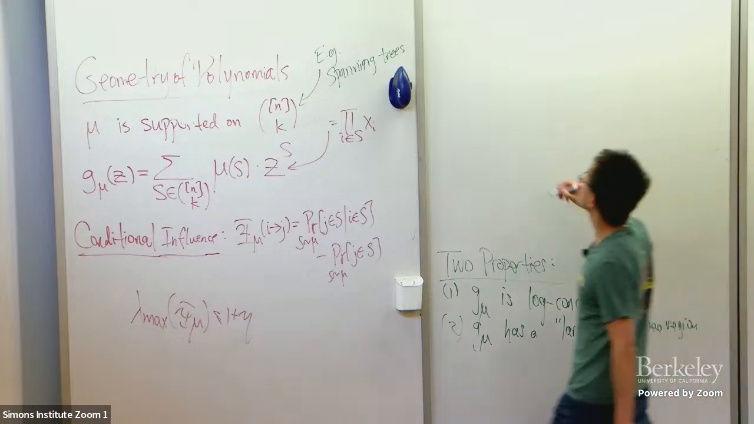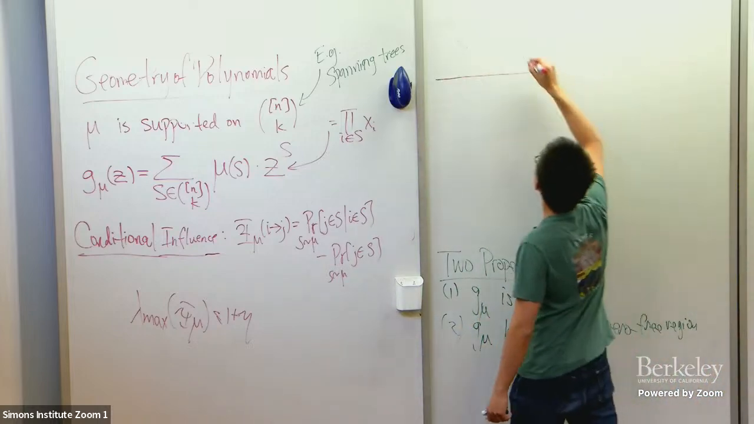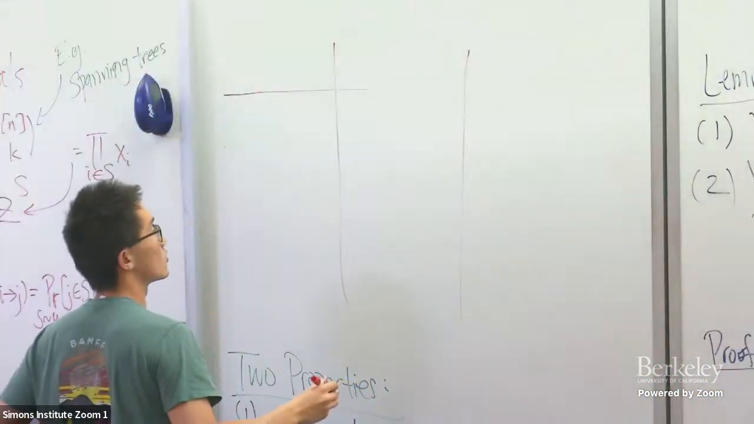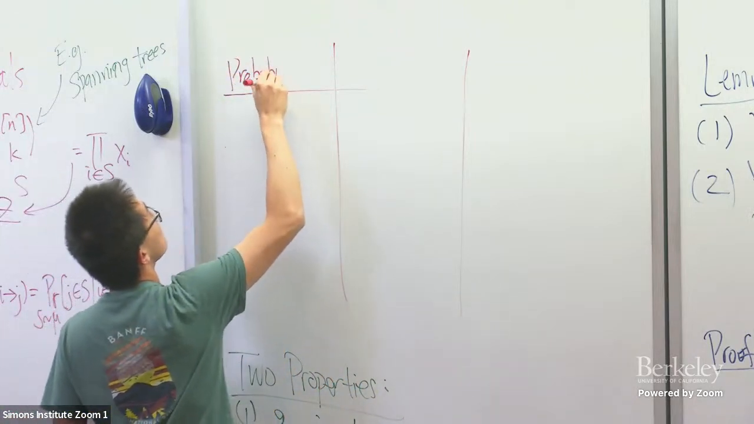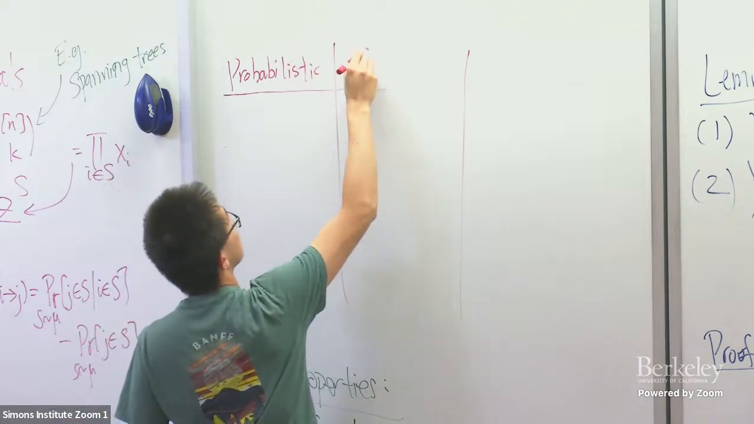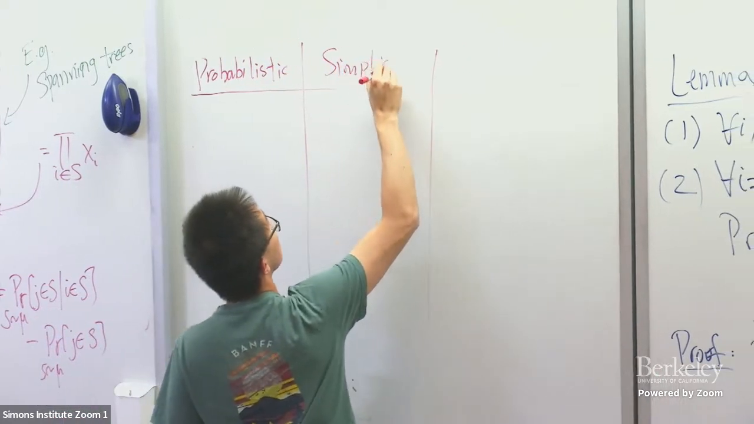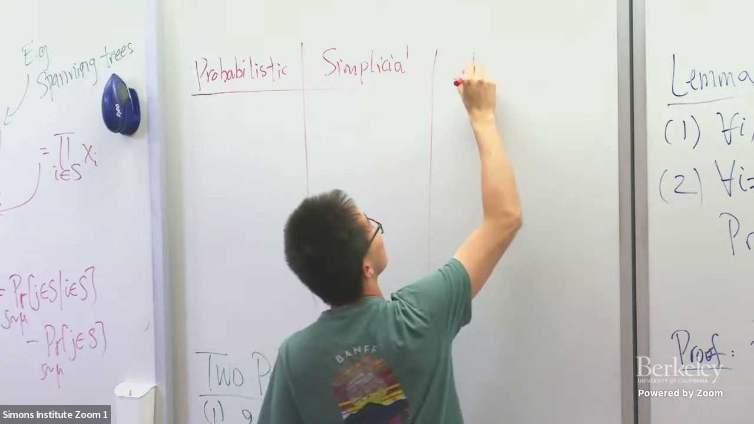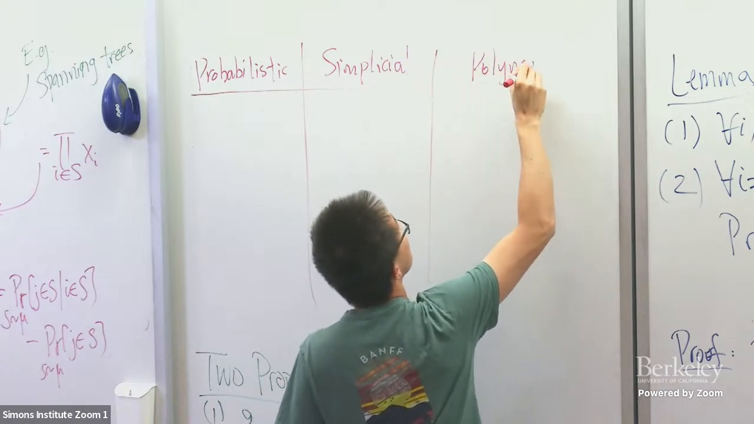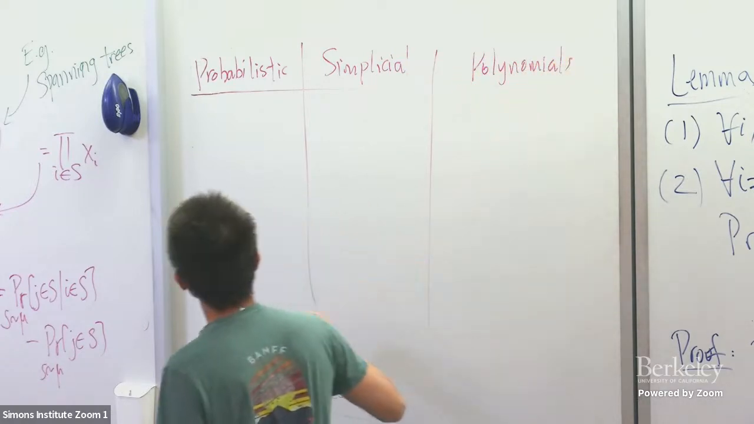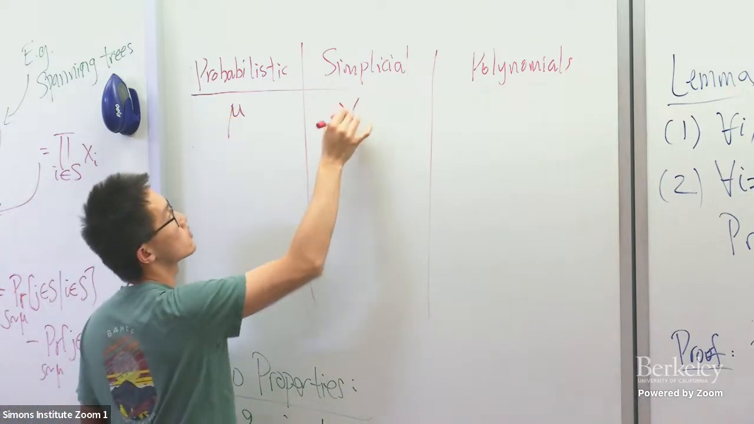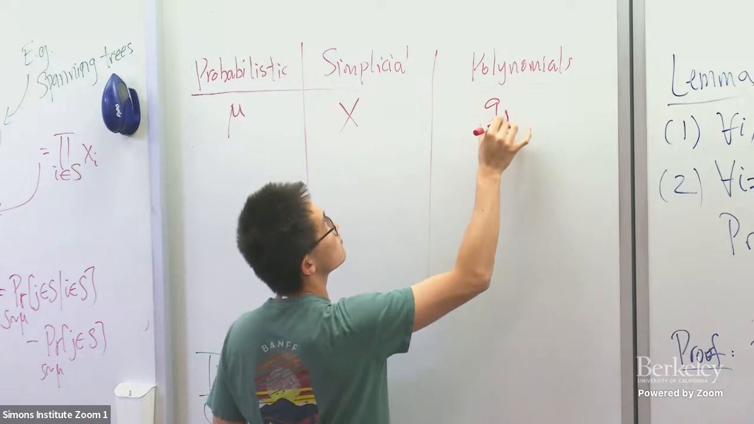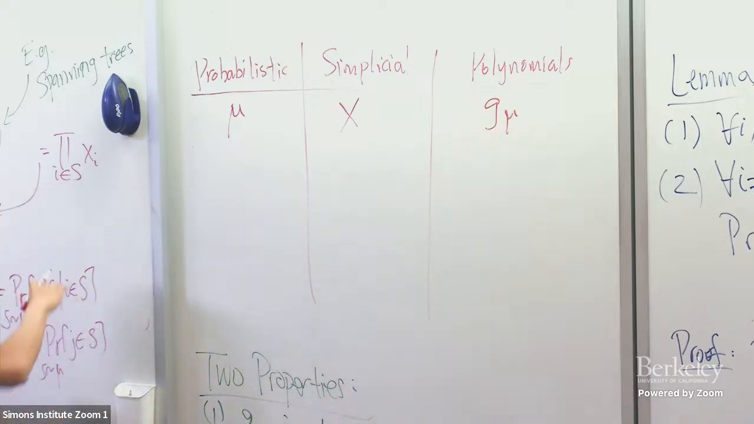Really, there are three communities of people, however you want to split it. There's the more probabilistic, the more simplicial, and the polynomials. Okay, so in the probabilistic, I just have a distribution. In simplicial, I have a weighted simplicial complex, and in polynomials, I have G mu. Okay, so these are all really the same thing.